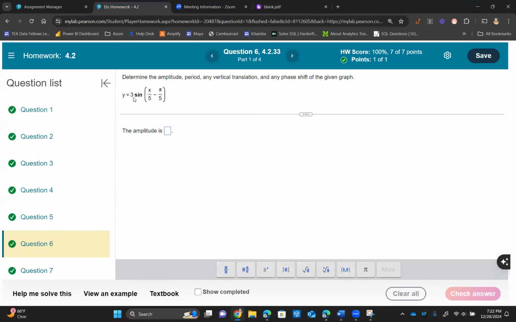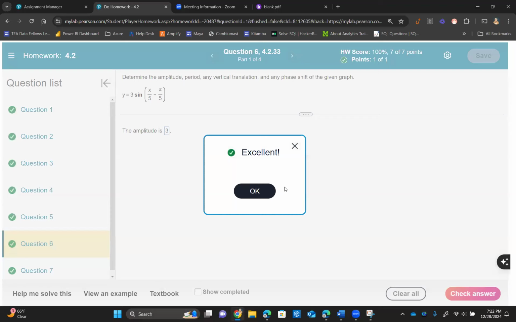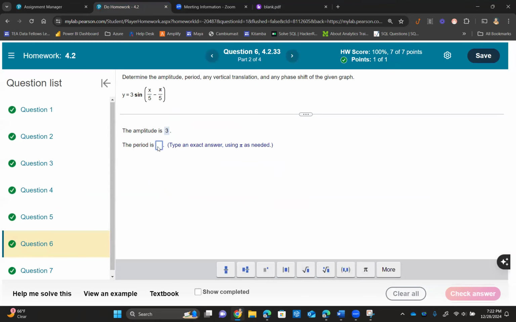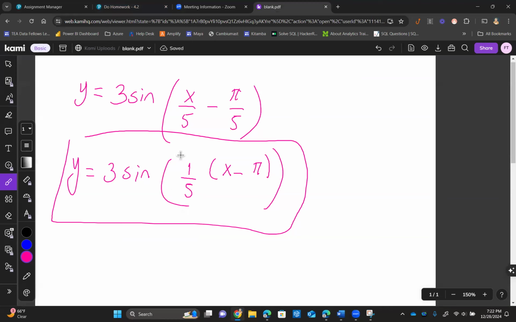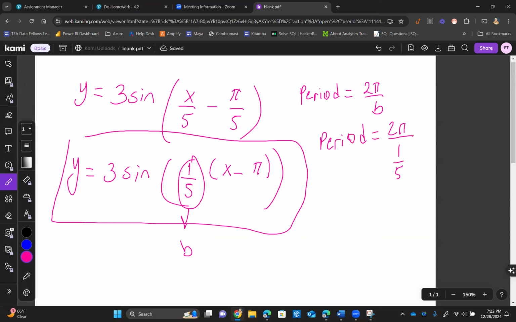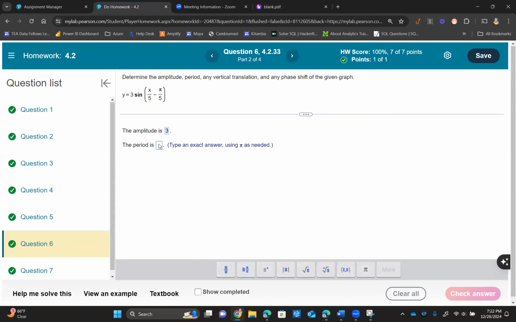First, they're asking the amplitude. So amplitude is 3. And the period is, so I can calculate the period. The period formula is 2 pi over b, right? And then this number here is the b. So we actually need to divide 2 pi by 1 over 5. So when I divide 2 pi by 1 over 5, copy the first one, multiply it by the reciprocal of the other one. So this makes our period to be 10 pi. So here on the homework question, I'm going to tell them the period is 10 pi.